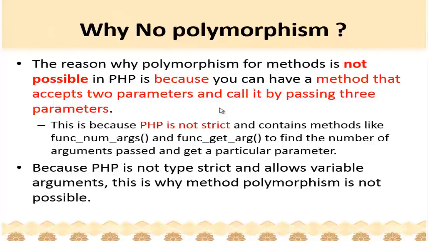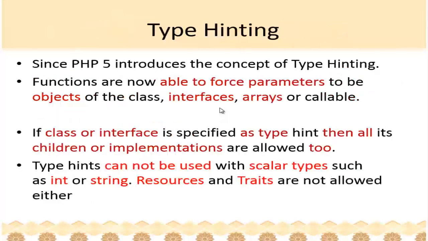It will automatically work because, as I have already told you, the number of arguments is not counted when PHP is using the signature. Now let's come back to type hinting. Type hinting is a way in which you tell the interpreter that I expect you to use a specific type. For example, I expect you to use an object of this type, or an interface of this type, or an array of this type.